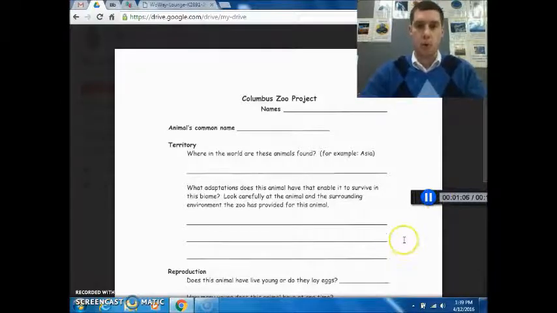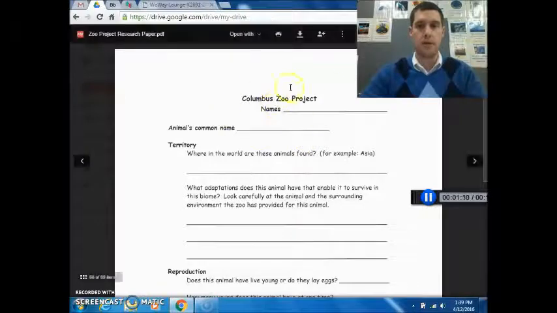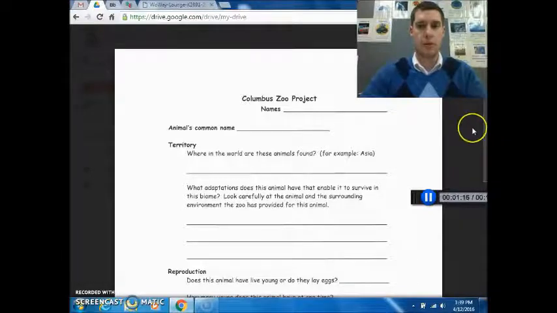So before students leave, pretty much they're going to need two of these papers that I have here in front of you. One pair will get two of these, and what the students are going to do is they're going to investigate the zoo. They're going to find animals in the zoo that live in the same biome.